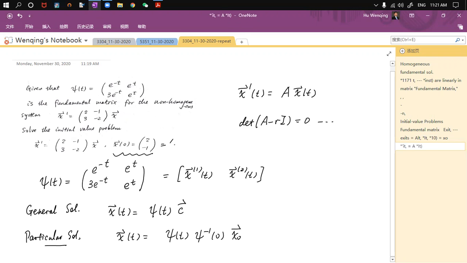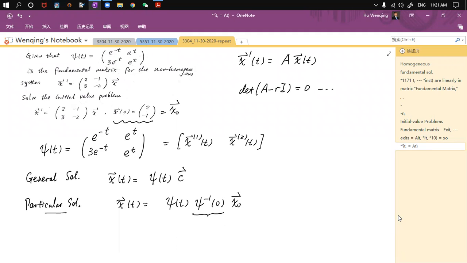Is that a good family, right? So this initial condition is x of 0. Once you know the psi of t, the only thing you need is to calculate psi inverse of 0, and you don't know what this is. It's a good family. And how are we going to calculate it?